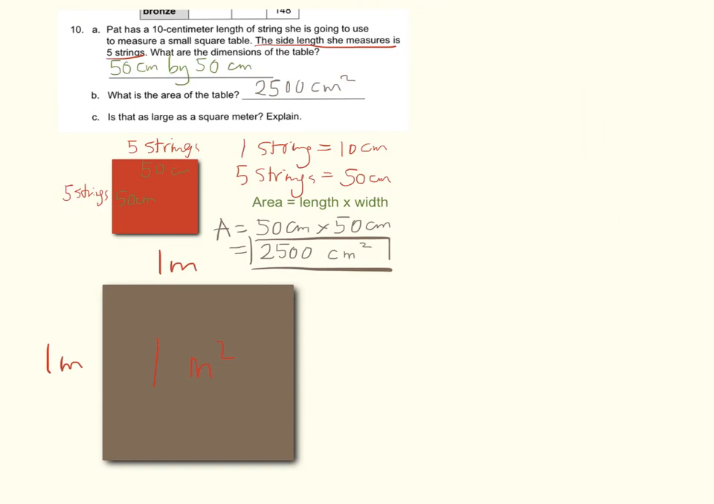Now we have to compare whether it is the same, larger or smaller than this 5 string square here, the 2,500 square centimeter square. So 1 meter is 100 centimeters. This equals 100 centimeters, and this is 100 centimeters. The area of this square is length times width, so 100 centimeters times 100 centimeters. That will give you 10,000 square centimeters.